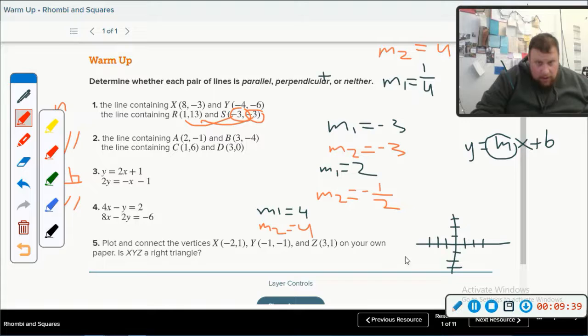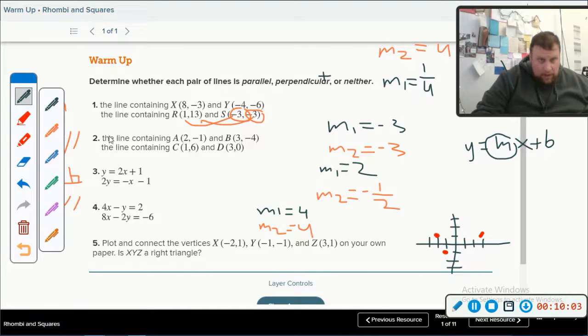So it's your red dot. What am I going to do? Negative 2, 1, negative 1, 2, up 1, okay. Negative 1, negative 1, negative 1, negative 1. And 3, 1. 1, 2, 3, up 1. Let's see if that's a right triangle. Well, I got to do the slope between lines.